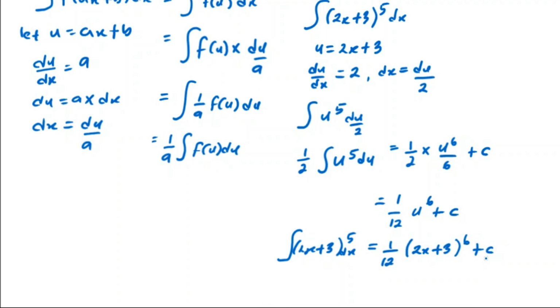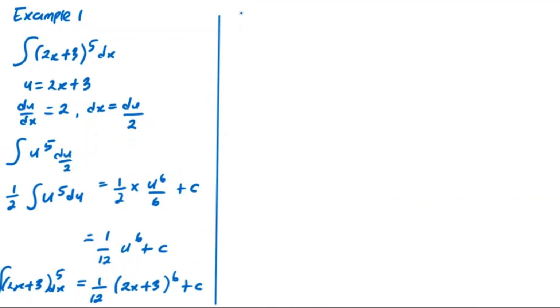So now let's take another question. Let's say example 2. Let's say we have the integral of 3 divided by (4x minus 1) raised to the power of 3 dx. So we have the integral of 3 over (4x minus 1) raised to the power of 3 dx. So we use the same approach.